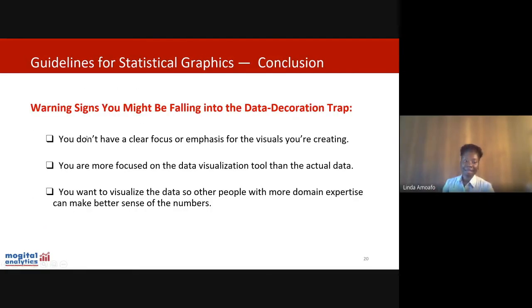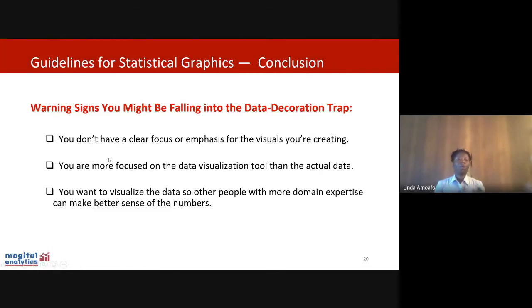And then lastly, one thing that I want to leave us with in conclusion for the statistical graphs is that we should pay attention to warnings that we might be falling into data decoration. Yes, we want our graphs to be nice. We want to decorate it enough, but don't fall into that trap. And here are three things that you could notice. If you are doing these three things, then you probably are falling into the data decoration problem, and you should take care of that.